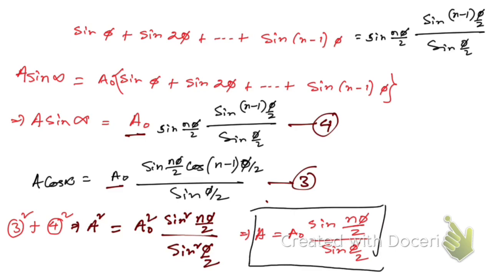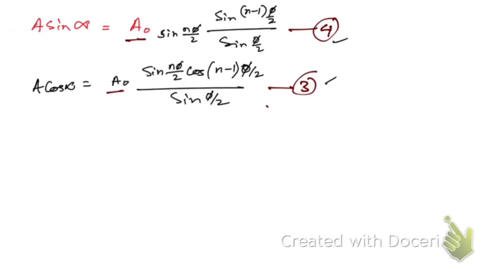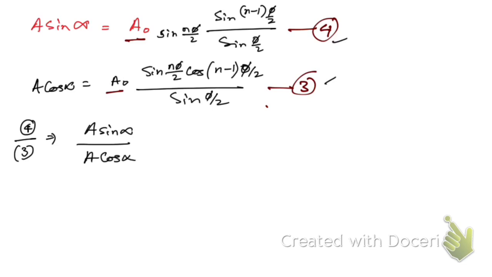Okay, we have got. Now if you divide 4 by 3, let me copy these two equations, 4 and 3, and let me take a new slide. Here we go. This is a new slide. Dividing equation number 4 by equation number 3, we can have A sine alpha divided by A cos alpha, and then if you divide, these two are gonna be cancelled. These two also cancel. Then A naught cancels.